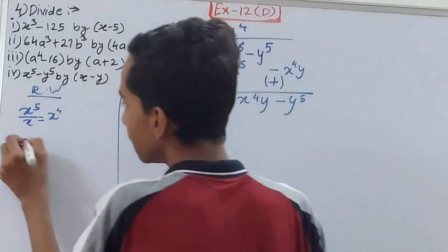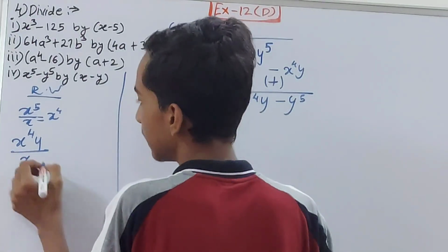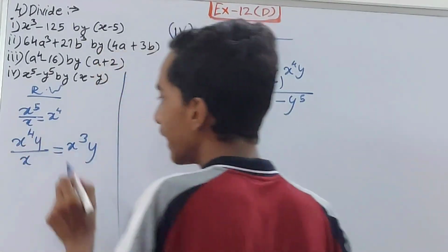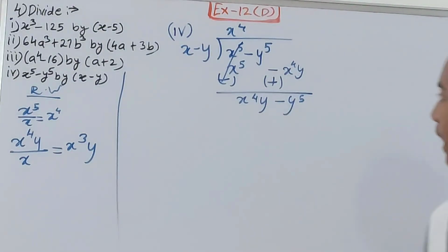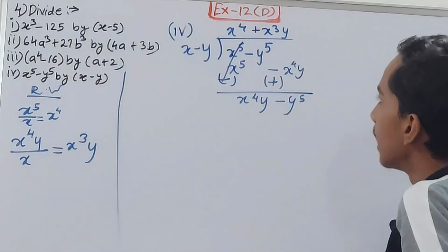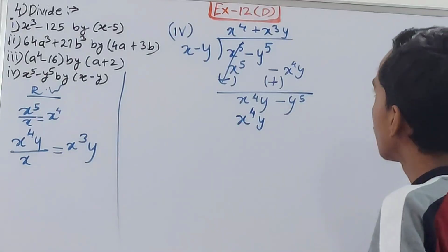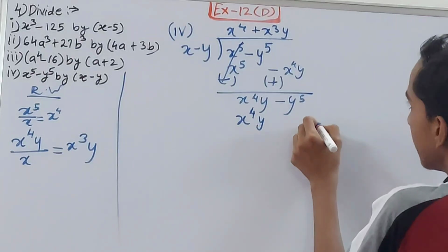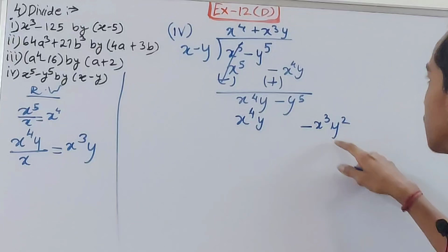X to power 4y, you have it here, and upon you have what? X. So this will again give you what? X cube y. Only the power of x will be reduced by 1 because we have x in the denominator. So x cube y, so you will have plus x cube y here. Now again multiply, so this will become x to power 4y. Then x cube y into minus y will become minus x cube y square.